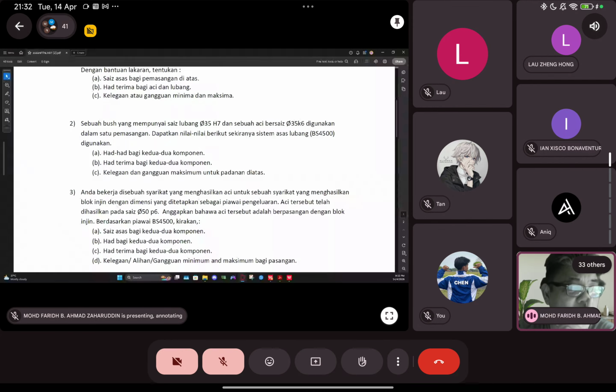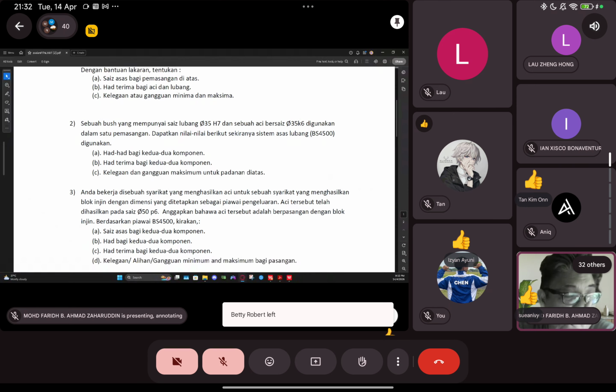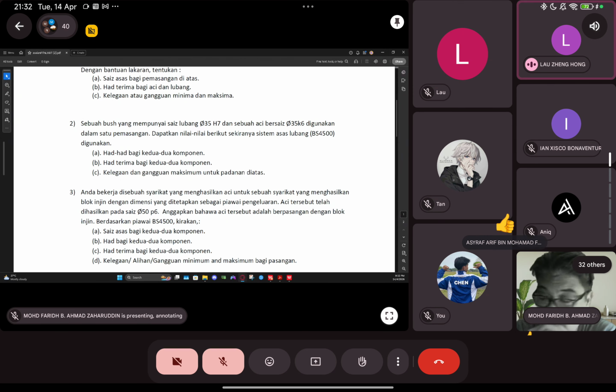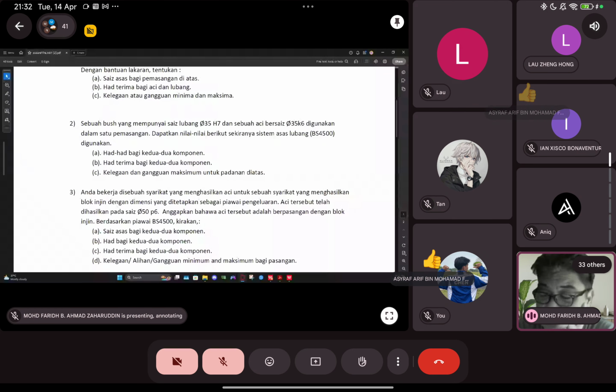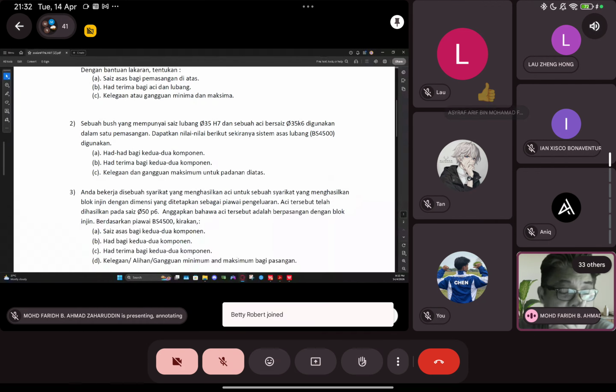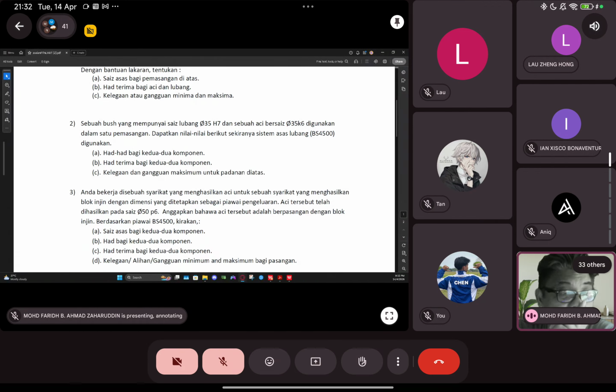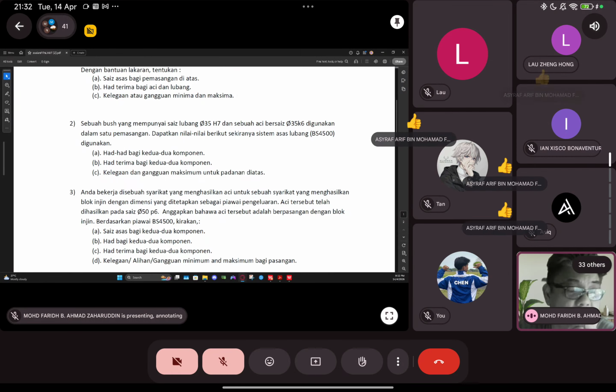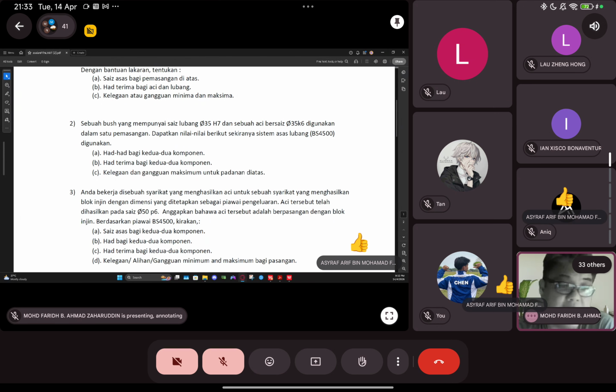Okay, now C. Is it clearance or interference or transition? Transition fit. Is it correct? Double check. Yes, please give a thumbs up. Okay, all right. So what is the value for the maximum clearance? Positive 0.023 millimeter. And what is the maximum interference value? 0.018 millimeter. Is it correct? Okay, thank you. All right, done.